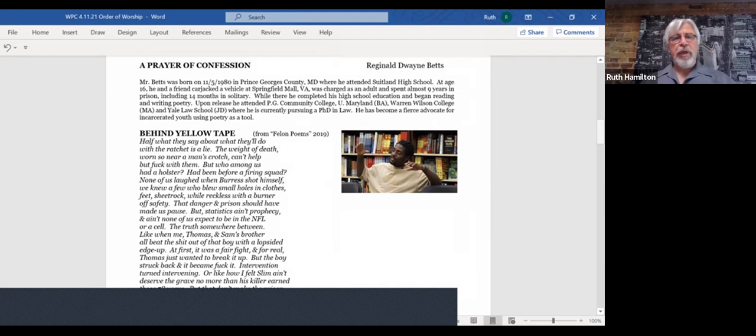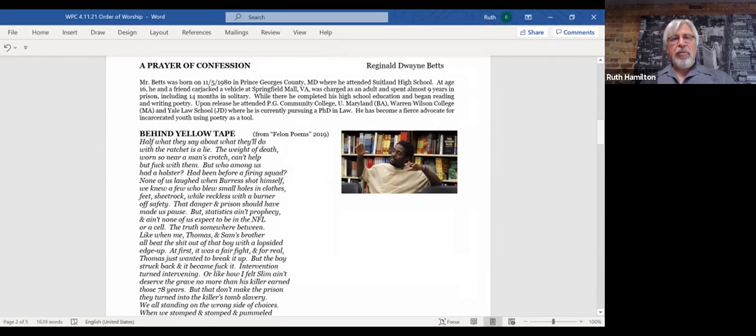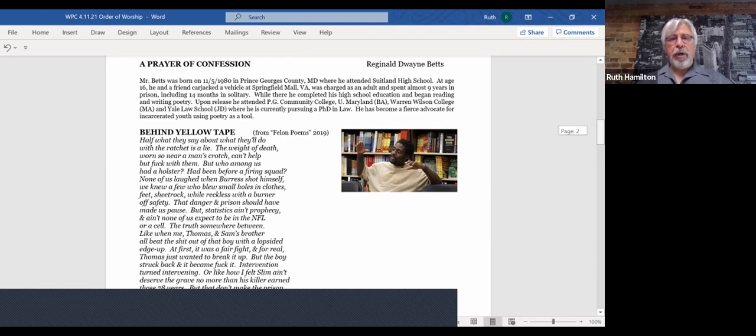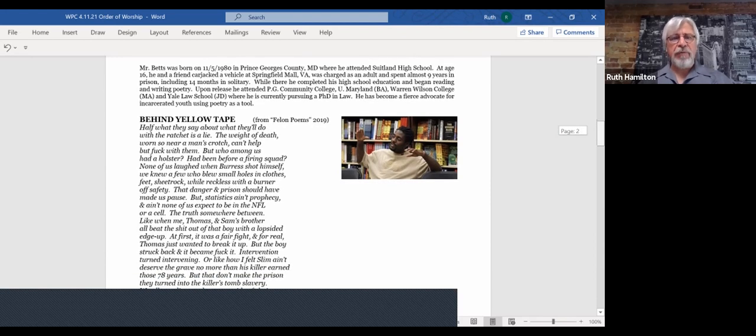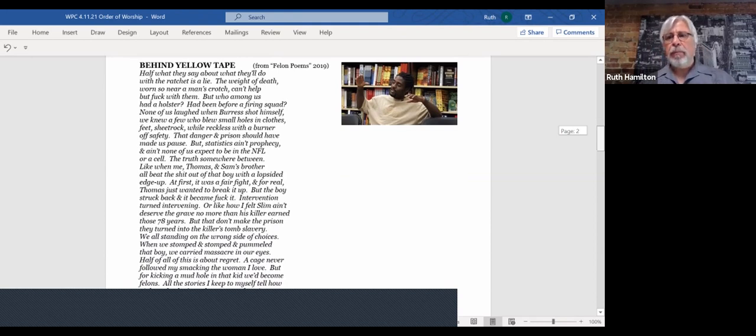And while he was there, he also spent about 14 months in solitary confinement. While in prison, he started reading and writing poetry, completed his high school education. When he came out, he went to PG Community College and then Warren Wilson College, and finally to Yale Law School. And he is now a lawyer, a member of the bar in the state of Connecticut, and he has become a fierce advocate for incarcerated youth. And he uses teaching and poetry as a tool. So I'd like to share with you one of his poems that he titles Behind Yellow Tape.